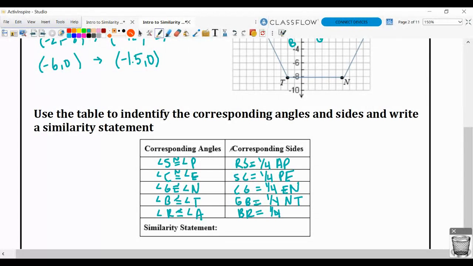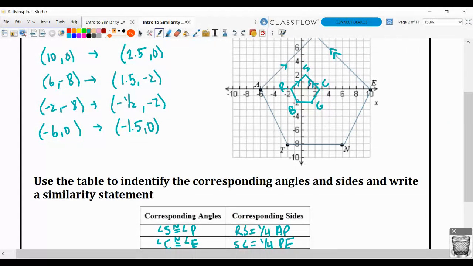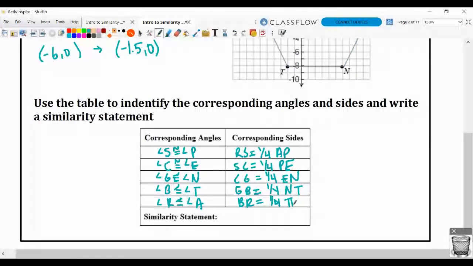It's not like this angle goes with this side, okay? So I could do this in a different order. So BR is a fourth of TA, right? It's important for us to know that corresponding sides are what we call proportional.